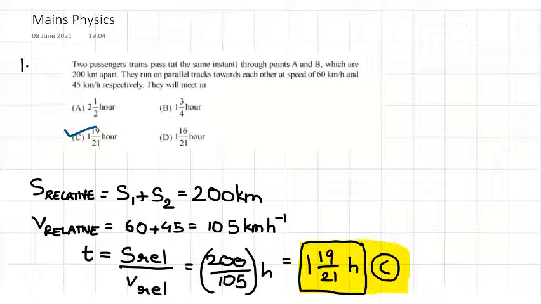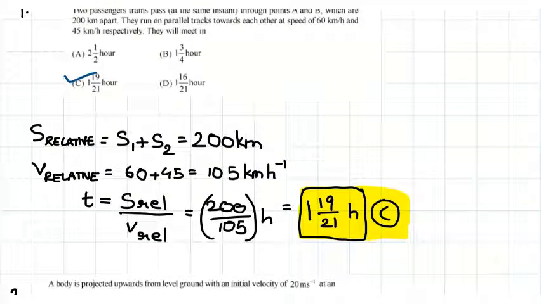Now what we can do is we can first find the relative distance, which is s1 plus s2. Directly we get that as 200 kilometers, as given in the question, and the relative velocity will be the sum of the velocities of both the trains because they are moving towards each other. So that is 105 kilometers per hour. Now the time taken for them to meet is given by the formula distance by velocity, both relative. So 200 divided by 105 gives us the answer 40 by 21 hours.